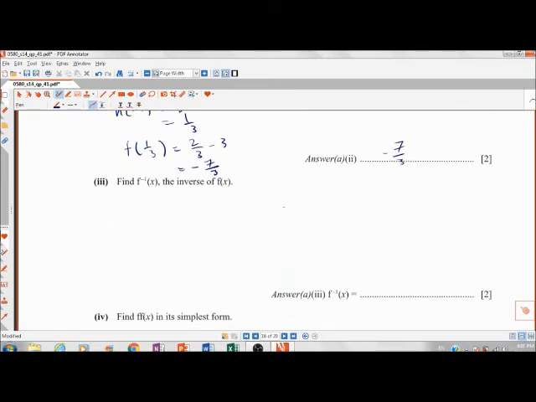Alright, find the inverse of f. For this one, you let y equal f, so y equals 2x minus 3. Swap x with y: x equals 2y minus 3. Make y the subject. So you get y equals x plus 3 over 2. And then let y be f inverse. f inverse of x equals x plus 3 over 2. That's the answer.